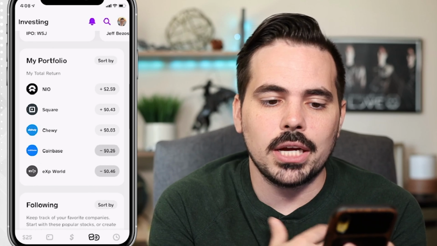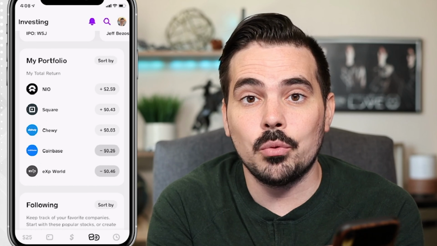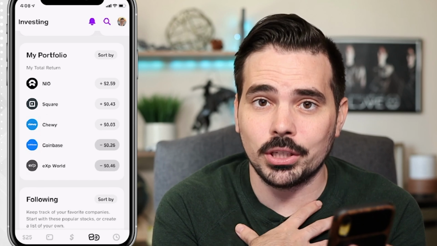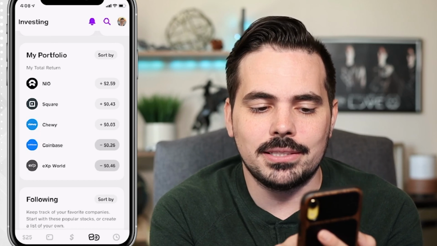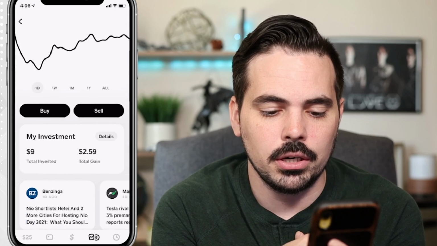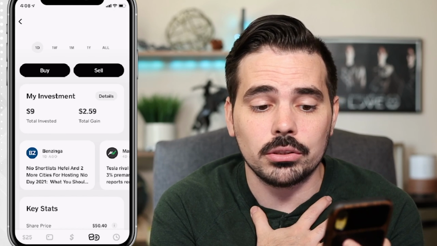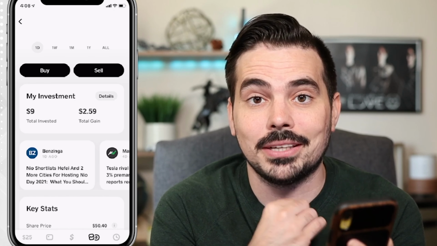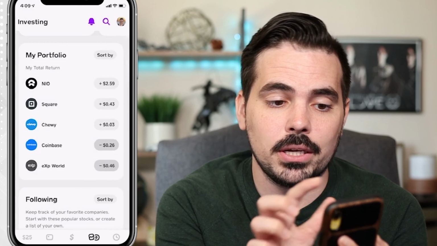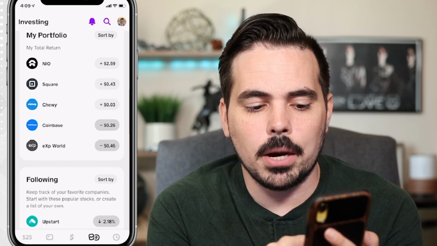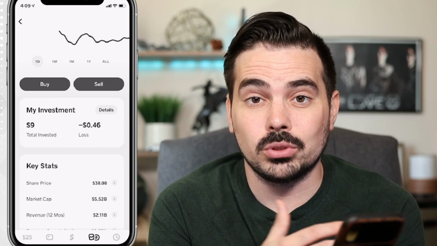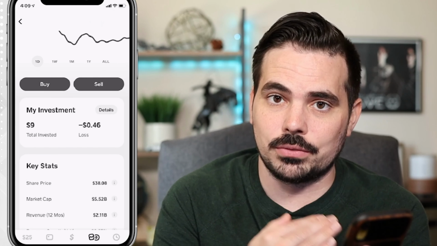So if we scroll down, this is what I'm currently invested in with this account. And you can see right now it is actually sorted by total return. So what's bringing me in the most money right now is this Neo stock right over here for $2.59. If I click on here, it actually tells me that I've invested $9 in and I've made $2.59. So if I actually sell right now, this will help me get some really nice profits. But if I go back here, you can see I have a couple other stocks like EXP World. I'm actually down about 46 cents in total. So if I sold right now, I would be at a loss for this stock.